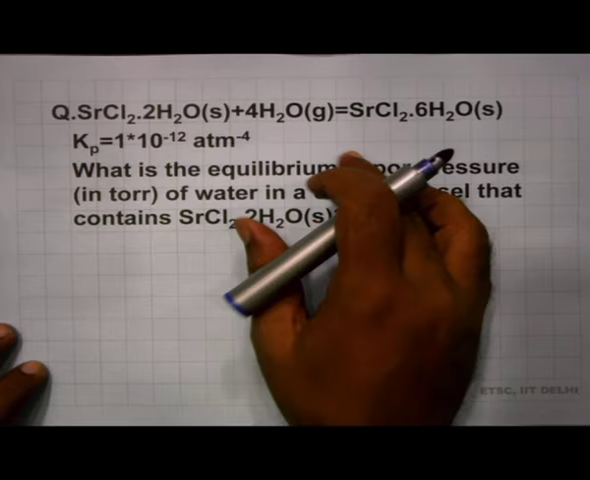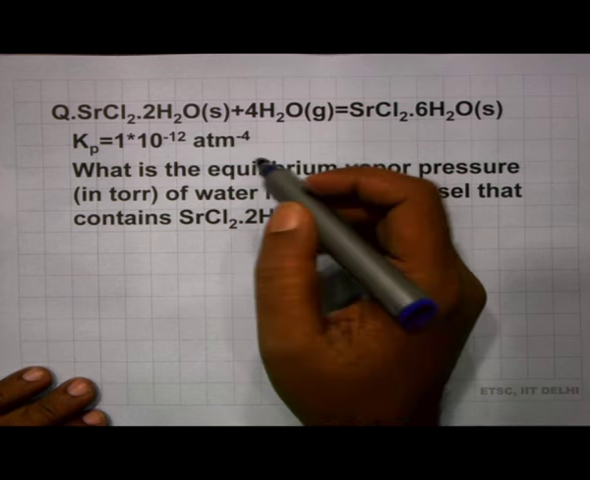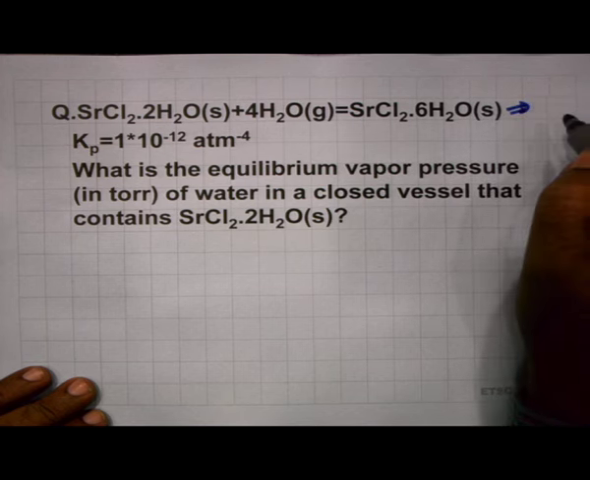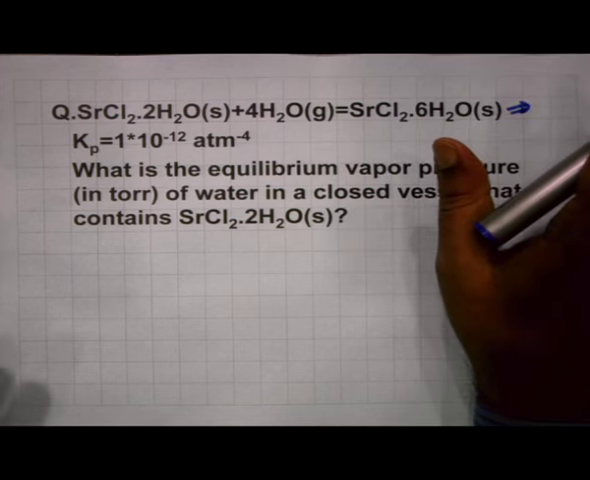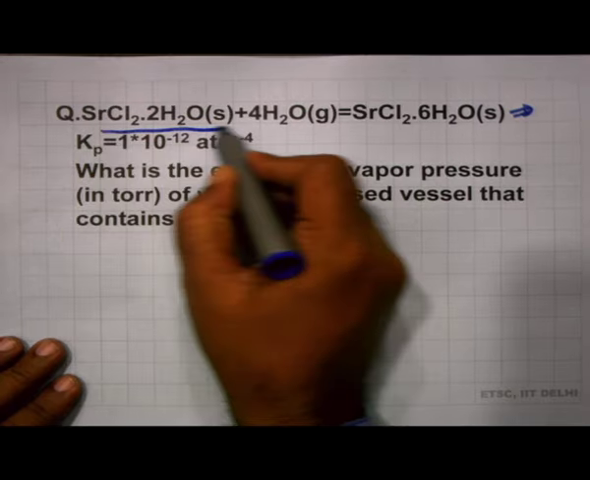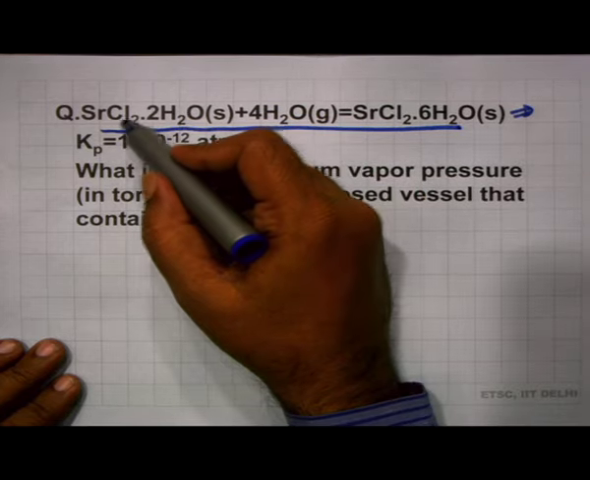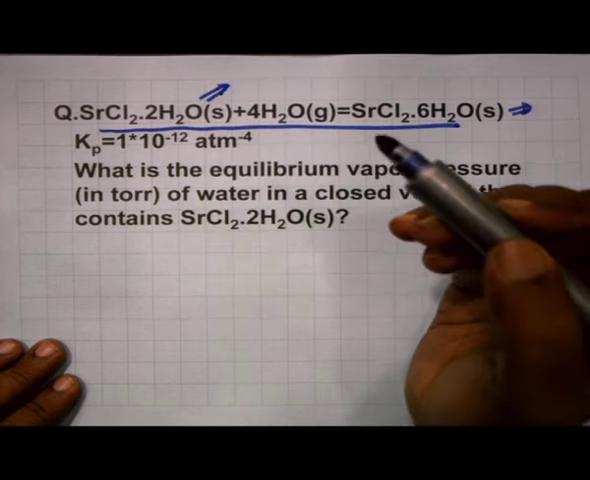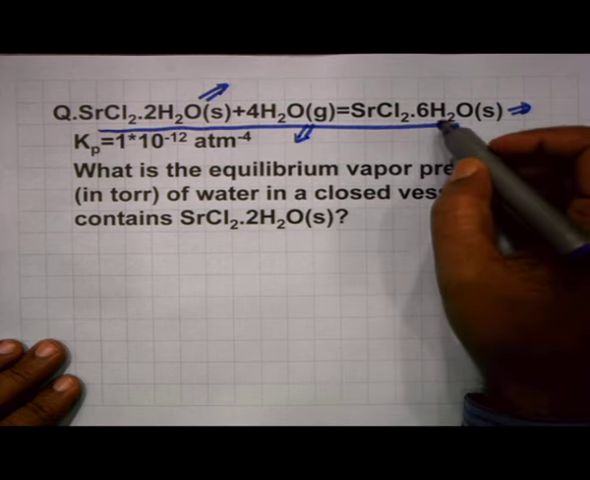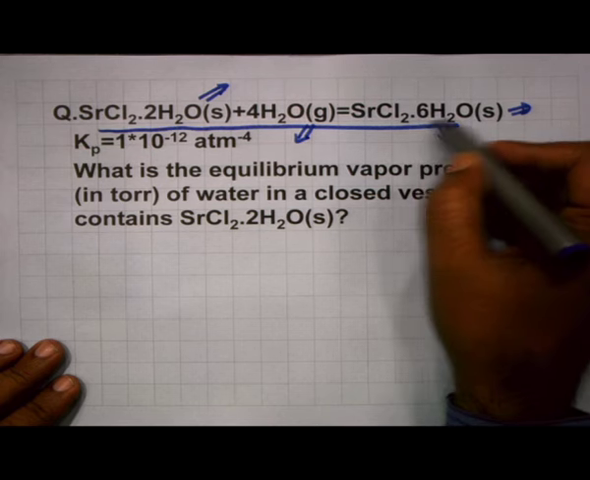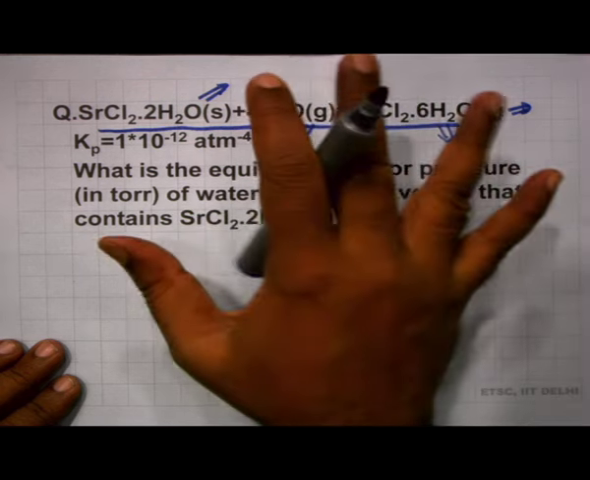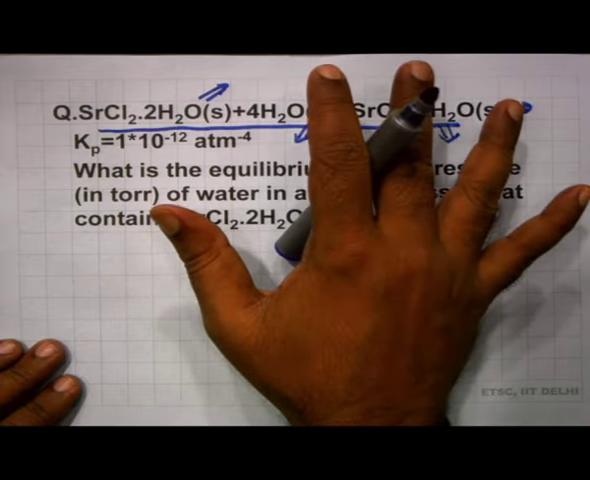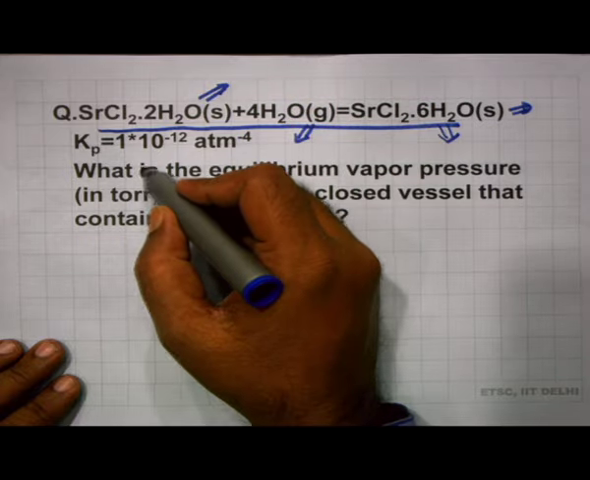Now, in this problem, I will start with a heterogeneous reaction. In the previous question, it was a homogeneous reaction. Why was I saying homogeneous? Because your A2, B2 and AB2 were in the gaseous phase. In this question, we will take an example of a heterogeneous reaction. Now, you see, this is your reaction. You can see this SrCl2·2H2O is in solid phase, while water is in gaseous phase, and this SrCl2·6H2O is in solid phase. So, now you can see that there are 3 phases present, 2 solids and 1 gas. So, this is a heterogeneous reaction.